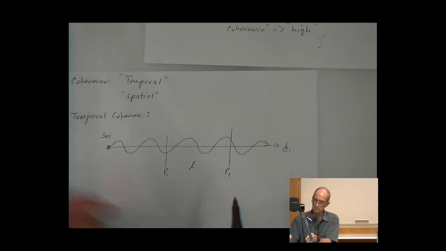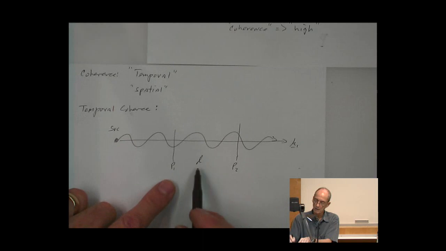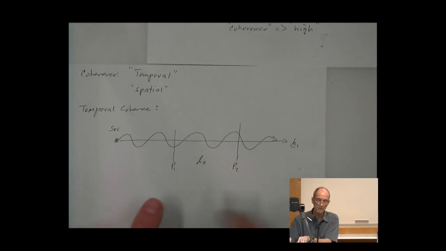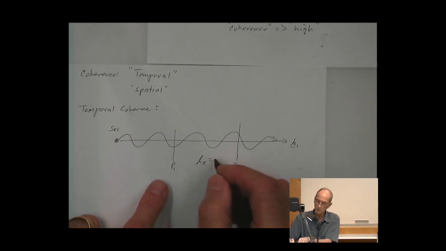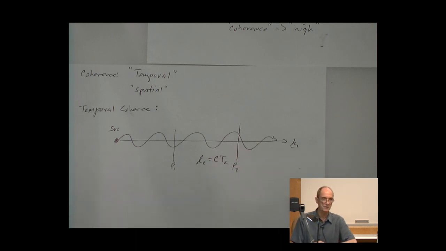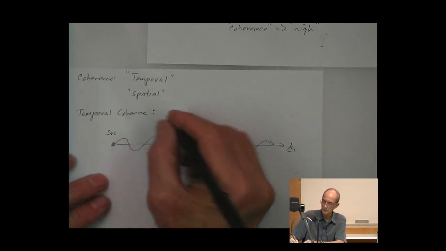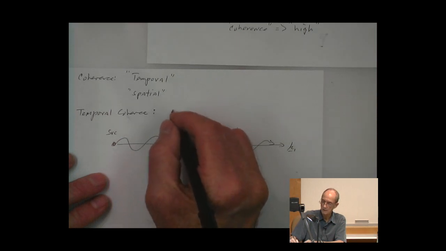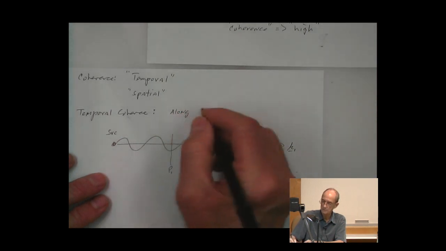And so we have a temporal coherence length, which is going to be equal to c times a temporal coherence duration. You can think of it another way: this field can be considered monochromatic, or an ideal source, for a period of time or for a distance of propagation. So temporal coherence is coherence along the direction of propagation.